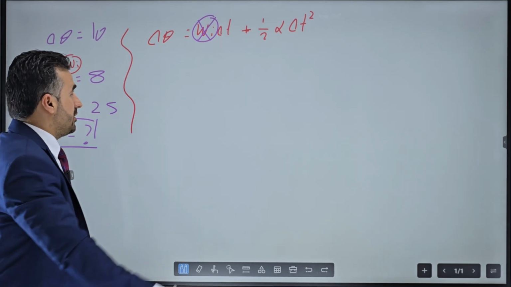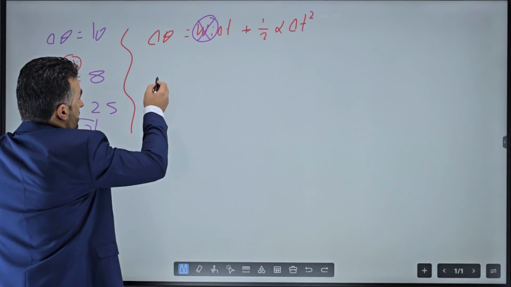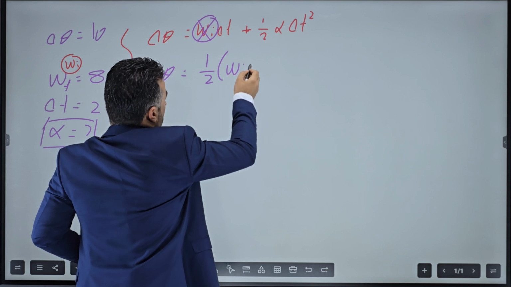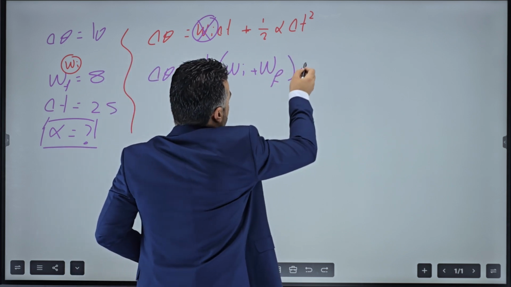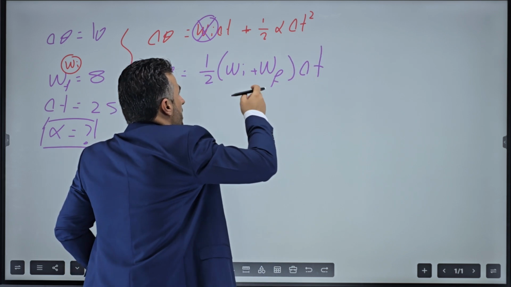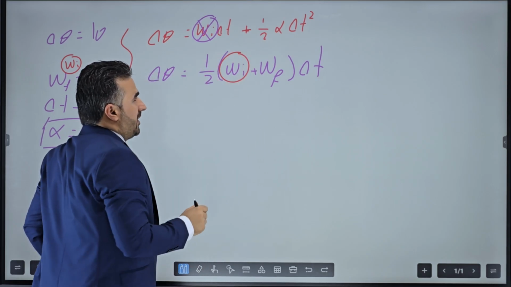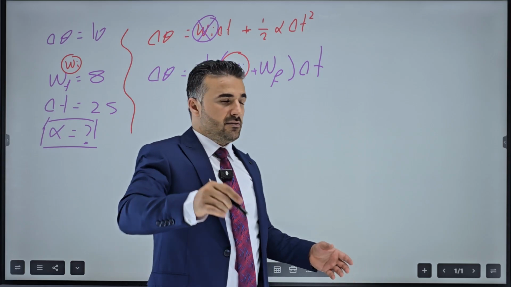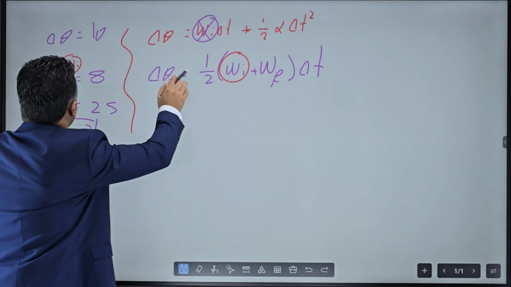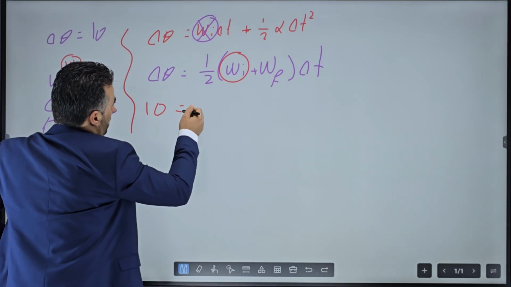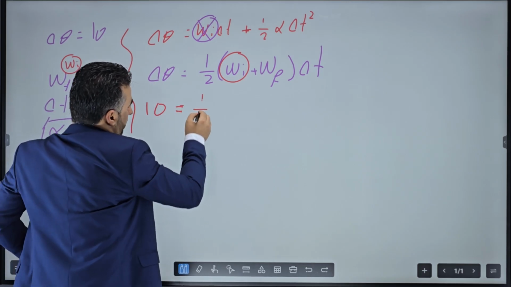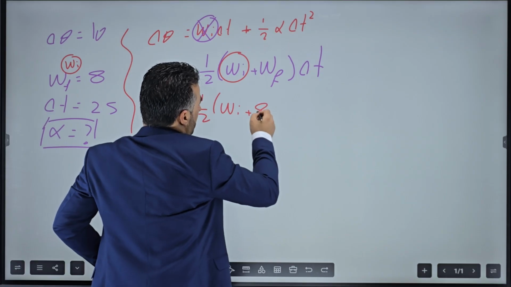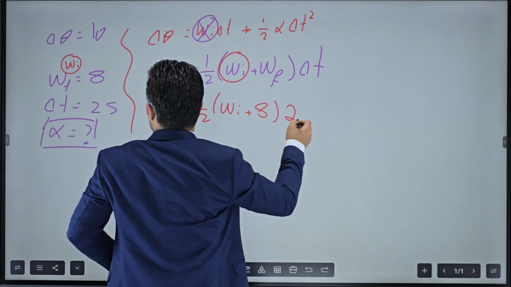How about the second equation? The second equation would be the best, which says delta theta is equal to 1 over 2 times omega initial plus omega final, times delta t. Again, why are we using this? To find omega initial. Because if I find omega initial, all my problems will be solved. So delta theta here, it is 10. It is equal to 1 over 2. Omega initial, it is unknown. Omega final, it is 8. And then the time is 2 seconds here.